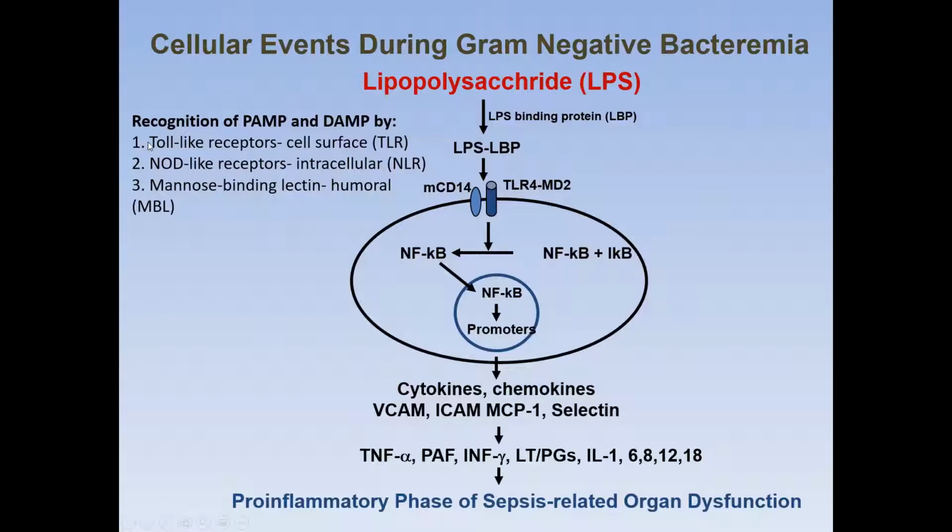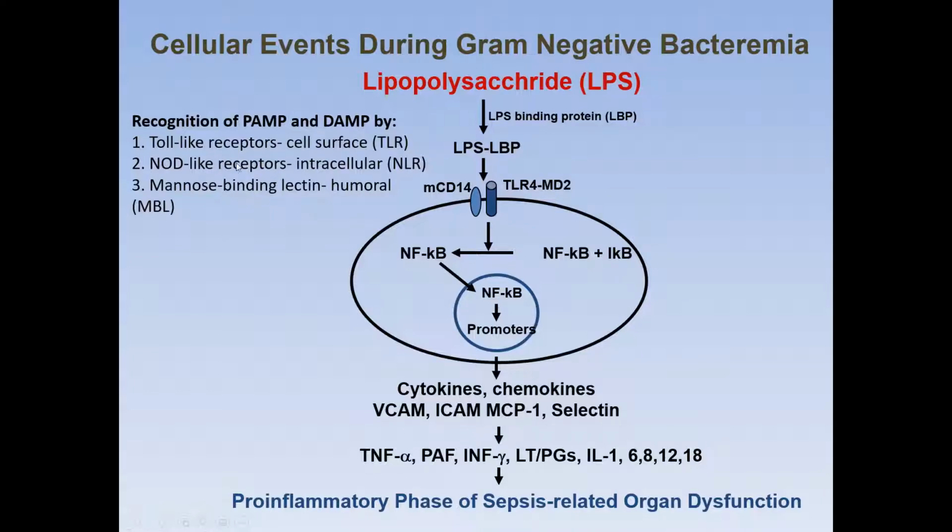What are these receptors? There are three types of receptors. We have the toll-like receptors, which are present on the cell surface of phagocytic cells mostly, and also some other cells, not only phagocytic cells, macrophages and other cells. There are several of these toll-like receptors. It is not a single type of toll-like receptor. There are several of them. The number I don't know now, probably more than 10.